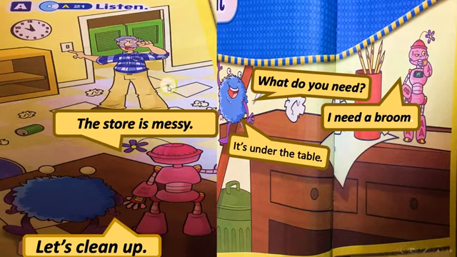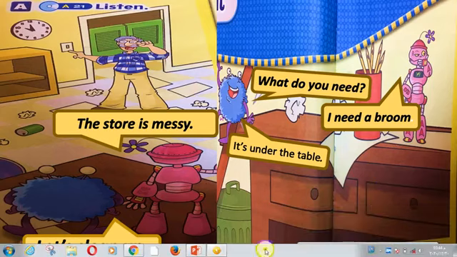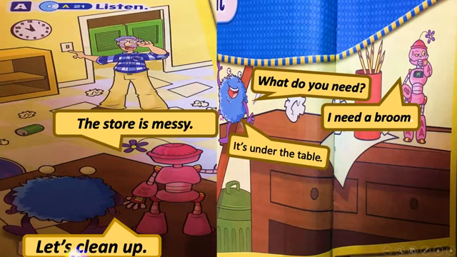Then Lula says the store is messy. The store is messy. Then Bubu says, let's clean up. Let's clean up. Let's clean up. Yes. Look for the second picture.